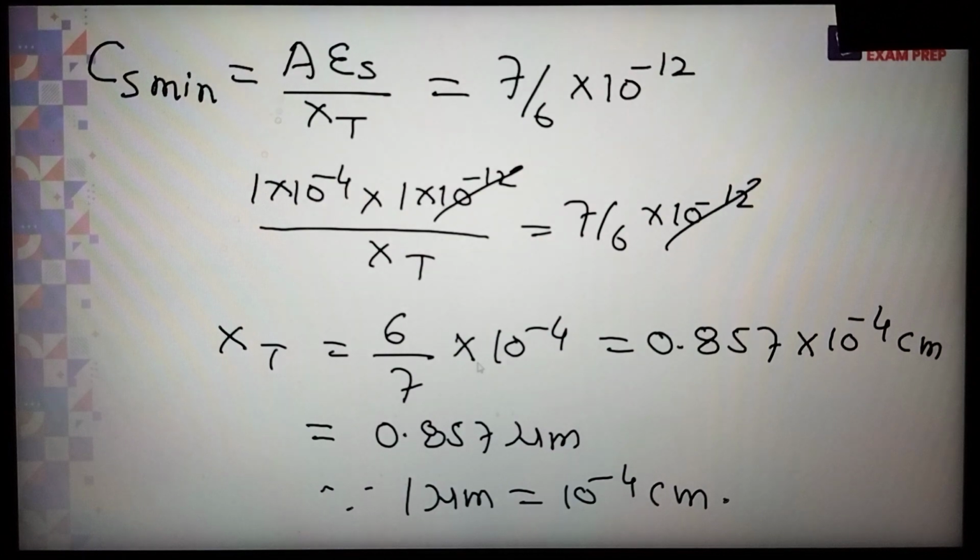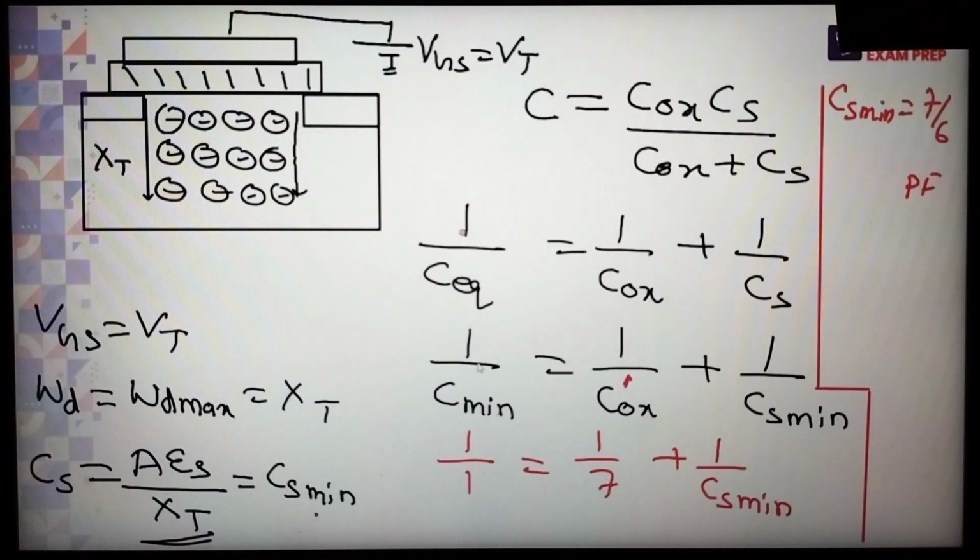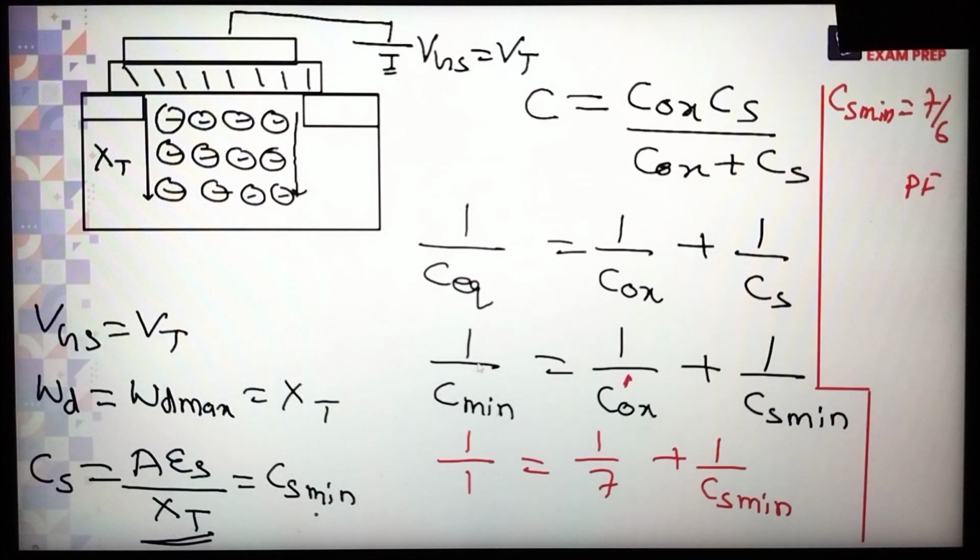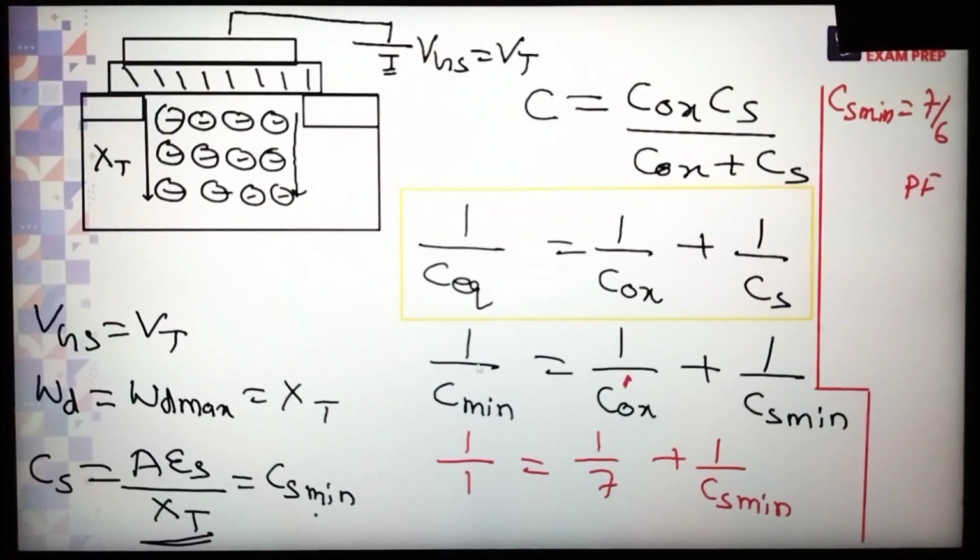Easy. So no need to mug up the formula. Already I have given these two capacitors are in series. So what is the series equivalent? This is an important formula. Directly we can find the capacitance, and from that we can find the maximum depletion layer.